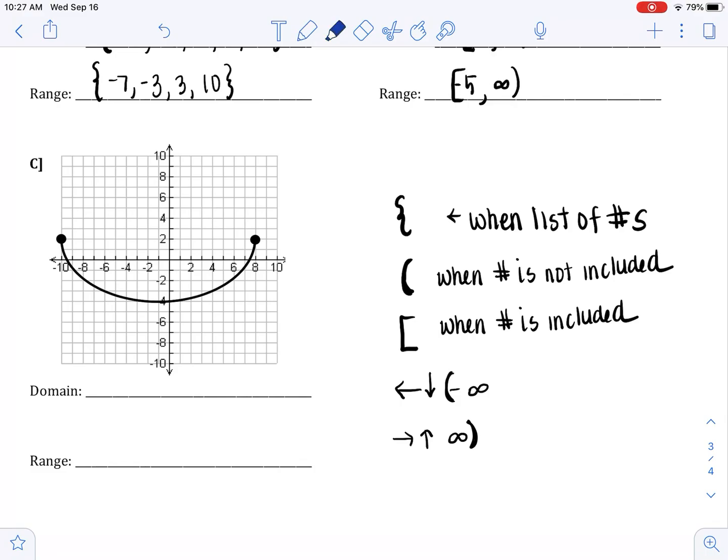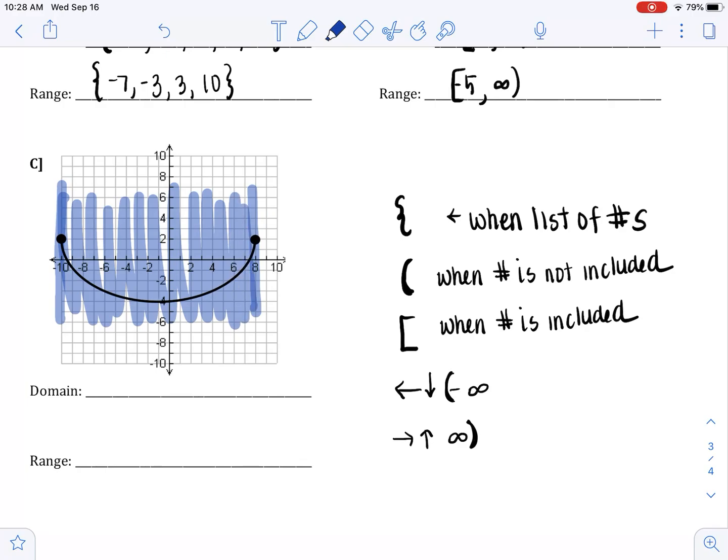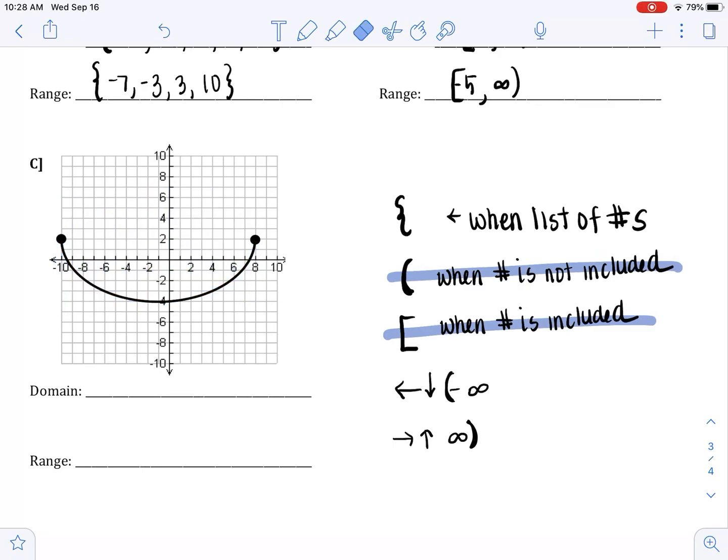All right, let's try one more, and then you can get started on the homework. Let's do domain first. That's x values, so left to right. So first thing I'm going to say is, are all x values in between? It is. So this is not curly brackets. This is either parentheses or brackets. All right, so the lowest my x value goes here, the highest it goes here. So I'm going to say in between those two values. So in between -10 and 8, both points are closed. So bracket, bracket.